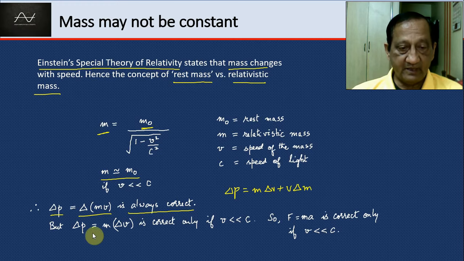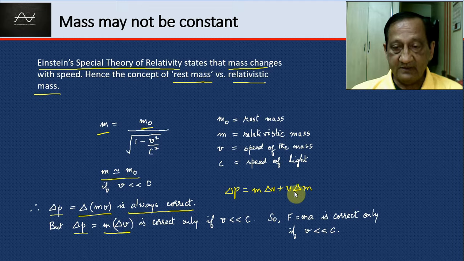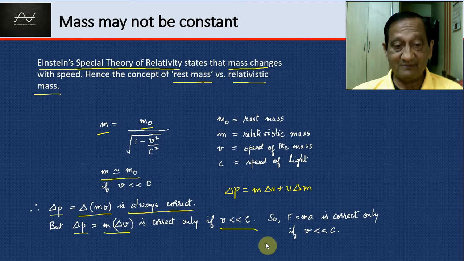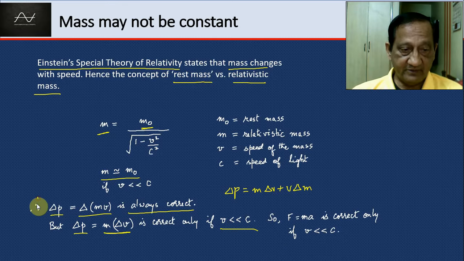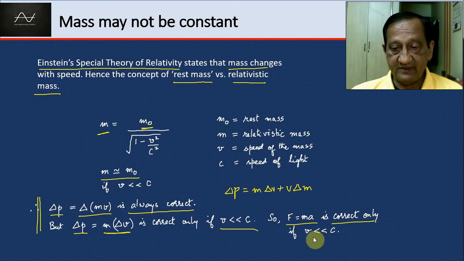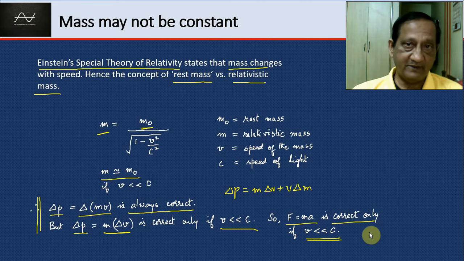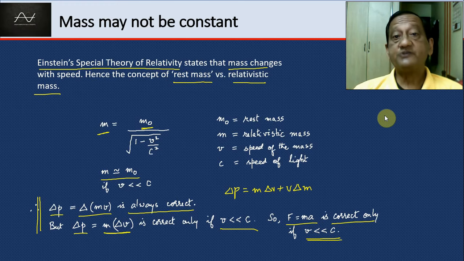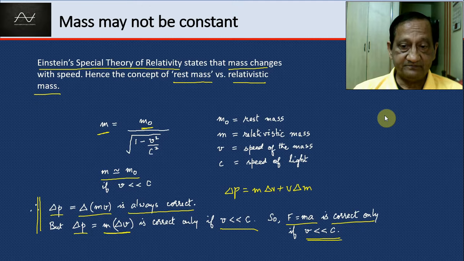But you can't write delta P is equal to only m delta v. You can't write only the first term. The second term you can ignore only if delta m is zero. That means mass is constant. That means speed is very small compared to c. Very important to appreciate this point. F equal to ma is correct only if the speed of the body is very small compared to c. But to put things in perspective, even a very fast moving spacecraft has a speed much, much less than the speed of light. So usually F equal to ma is applicable.